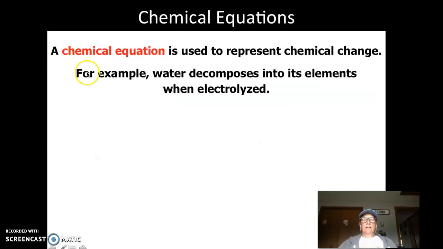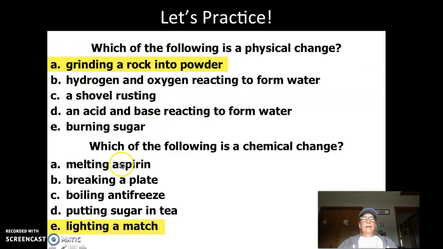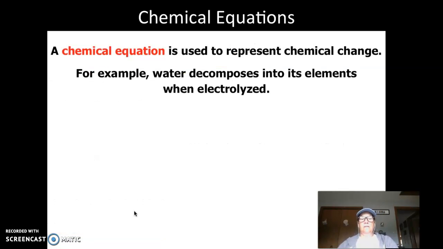Okay, melting. Oh, sorry, you guys. Now I gave you the answer. Anyway, if you melt aspirin, it's still aspirin. If you break a plate, it's still a plate. If you boil antifreeze, it's still antifreeze. If you put sugar in tea, yes, the sugar looks like it disappears, but it just dissolves. If you get rid of the liquid, the sugar's back. But lighting a match, you're burning something, chemical, okay?